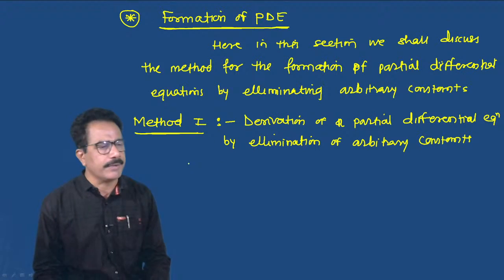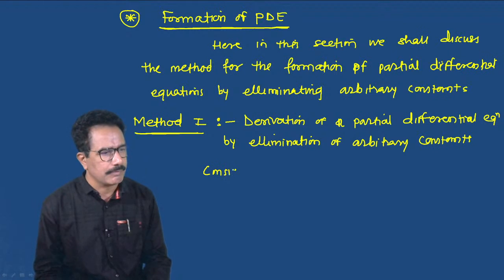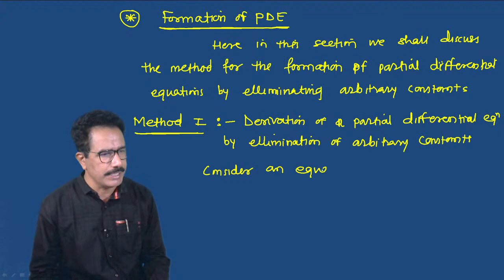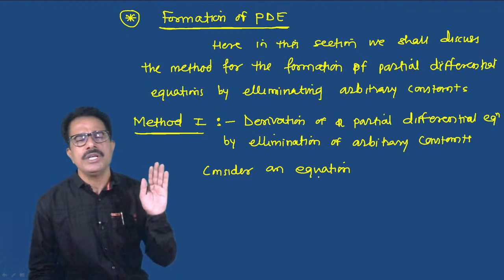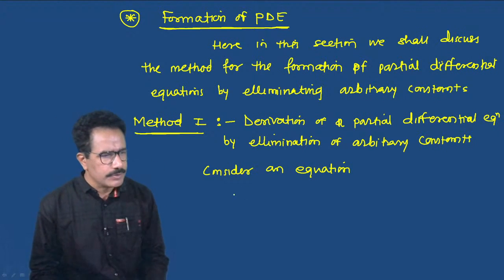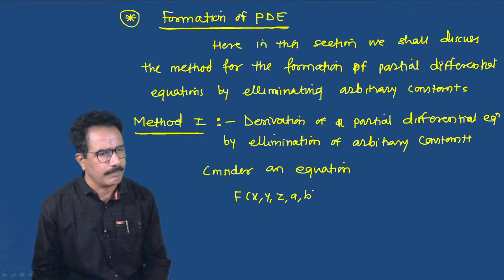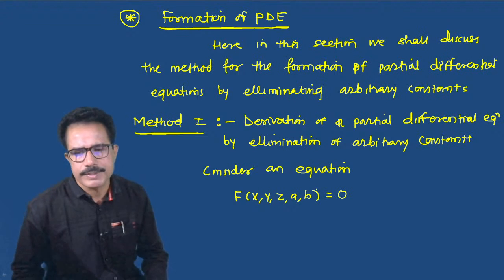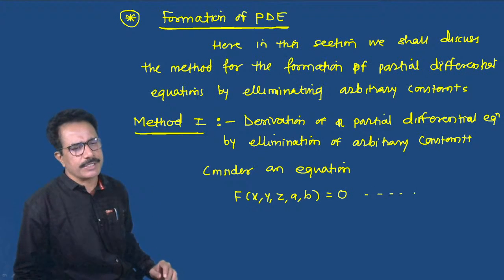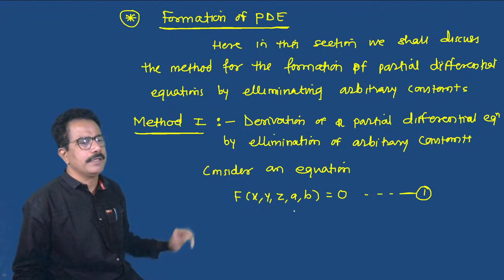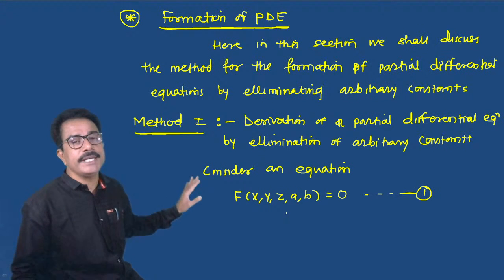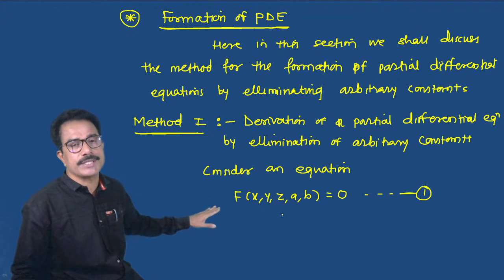Consider a partial differential equation, where we only have to discuss the linear case. So capital F of x, y, z, a, b equals 0. Suppose this is equation number 1. Now students, tell me how many independent variables are there in this equation?